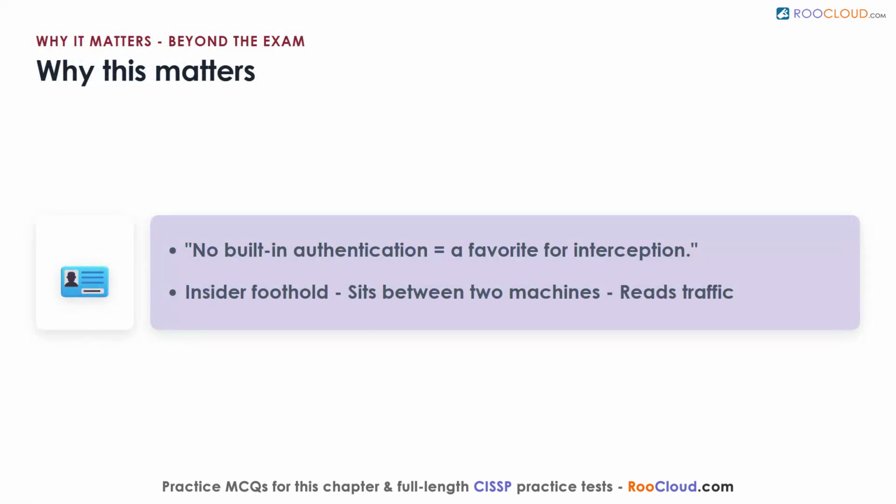Why does this matter beyond the exam? Because this protocol operates on your local segment with no built-in authentication, which makes it a favorite for interception on the inside. Imagine an attacker who already has a foothold on your network, quietly positioning themselves between two machines to read the traffic flowing between them. This protocol is often how they do it. Understanding the attack is the first step to catching it.